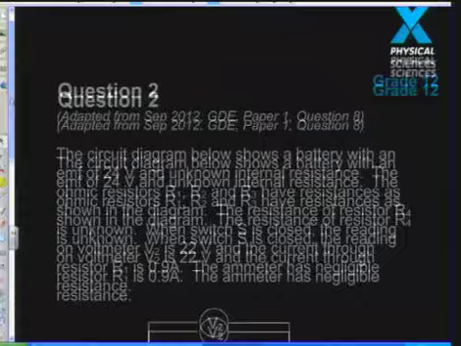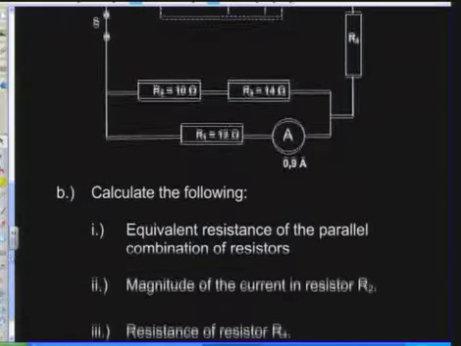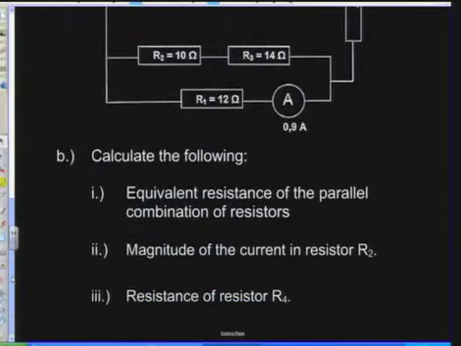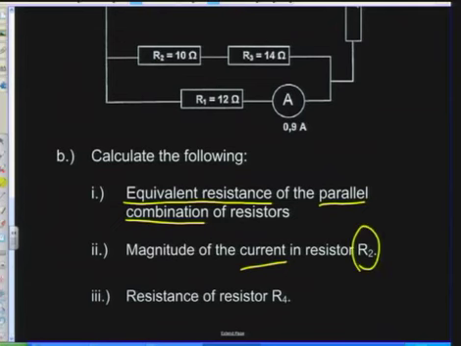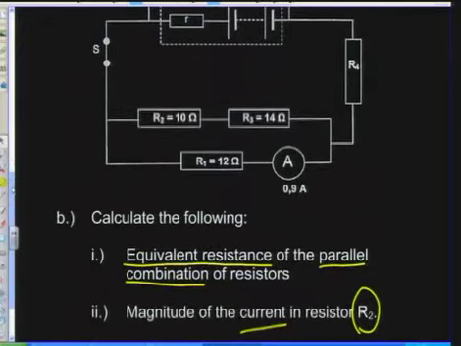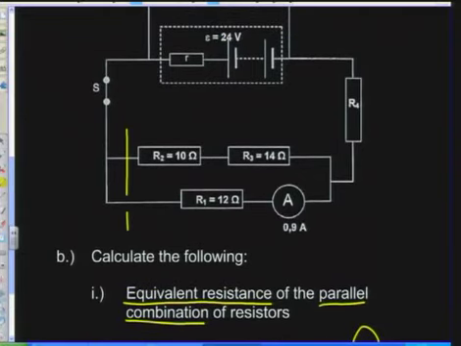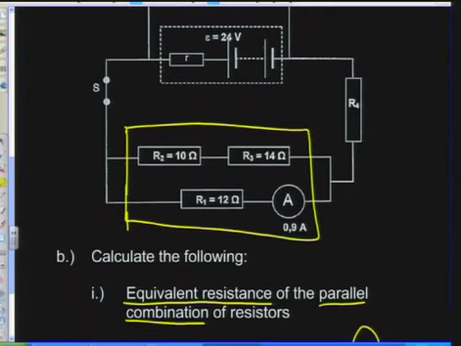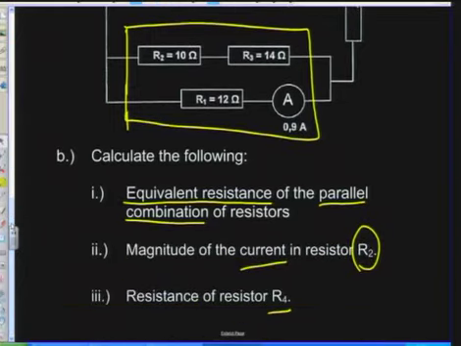Now, moving on, still on question 2, coming to the next part. It says here, calculate the following. We are to calculate the equivalent resistance of the parallel combination, and we also have to find the magnitude of the current through resistor R2, and then the resistance of R4. Before we start, let's have a look. Where is your parallel connection? This is your parallel connection section. We are to find the equivalent resistance there. And how do we do that?